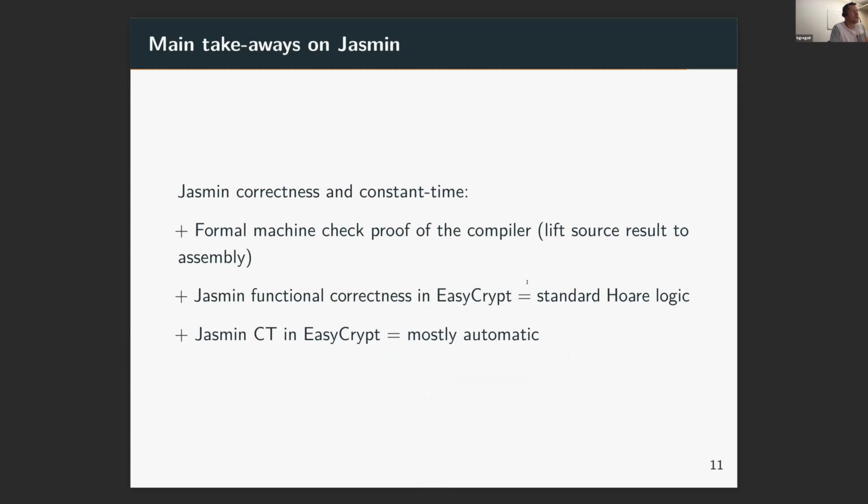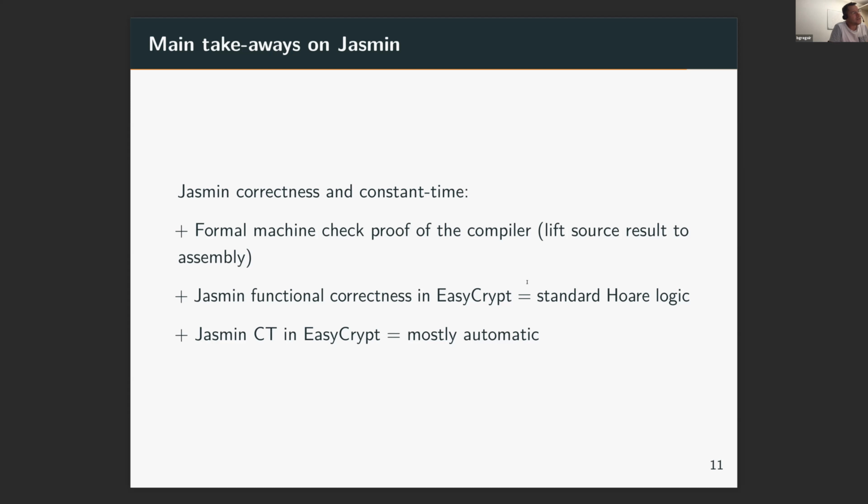Then you can also prove that Jasmin programs are correct under constant time. And to do that, you can use extraction to EasyCrypt. So when you want to prove correctness of your program, and functional correctness, you just use a standard Hoare logic. This is relatively simple, and for constant time, it is done mostly automatically.